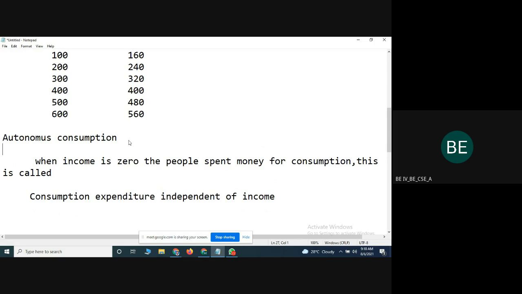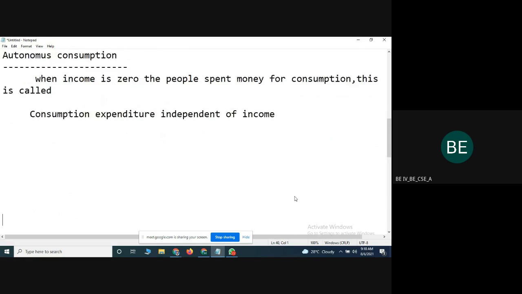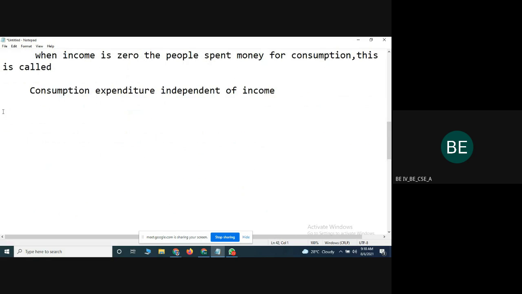Next, from this, I'm going to introduce one more terminology. The next terminology is called average propensity to consume.